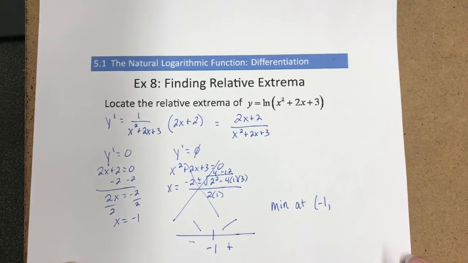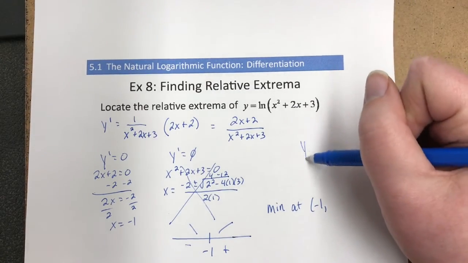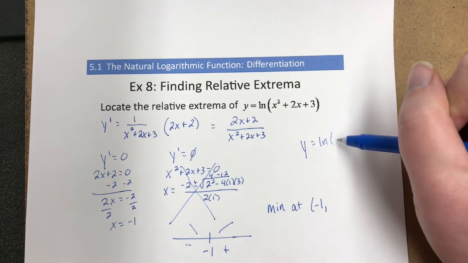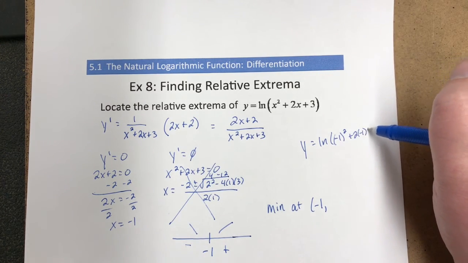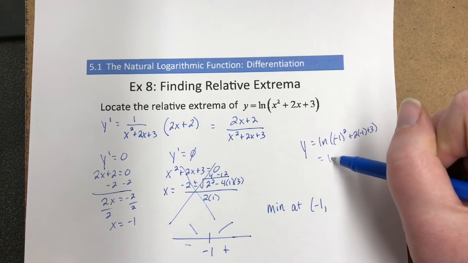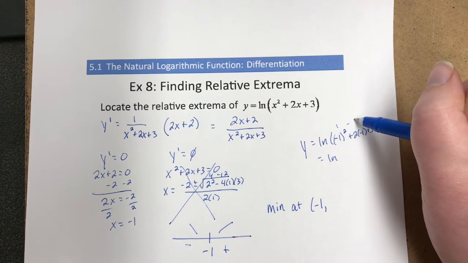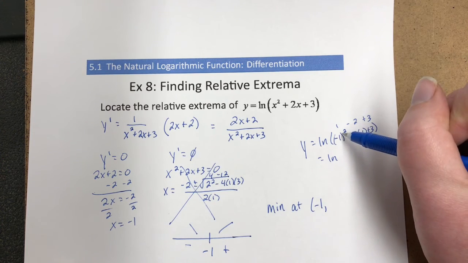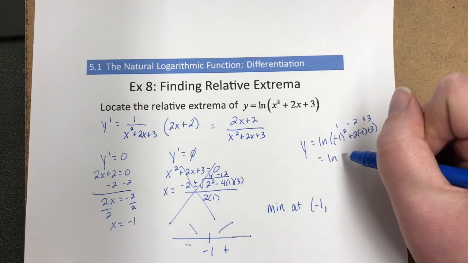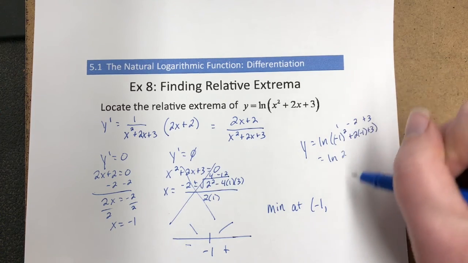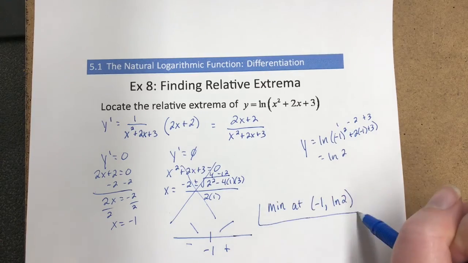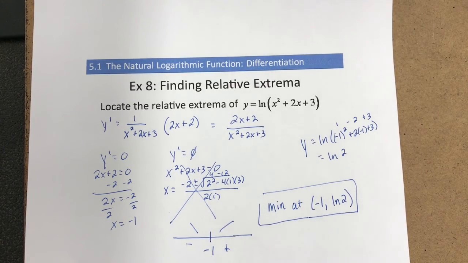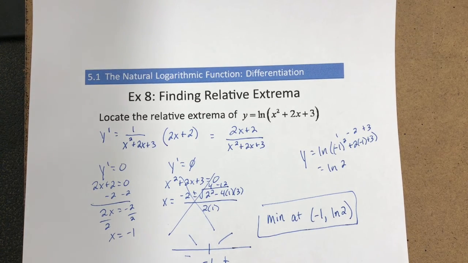And then to find out what the y value is, I plug negative 1 into my function. So I get the natural log of 1 minus 2 plus 3. So that would be the natural log of 2. I'm just going to leave it as the natural log of 2. If you want to find the decimal, you can find the decimal. And that would be my relative extrema.